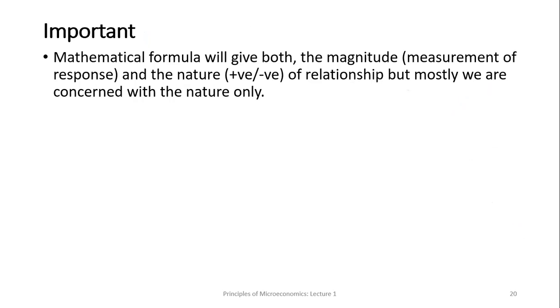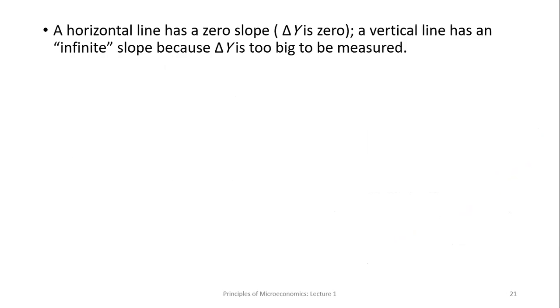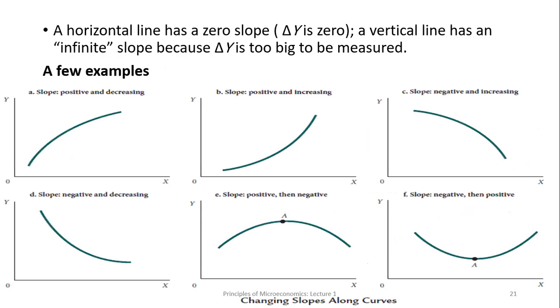The mathematical formula gives us both the slope and the nature, but we are mostly concerned with the magnitude only. And sometimes we are concerned with the nature, that is positive or negative, only. So we have to be very careful about that. On a straight line, the magnitude of the slope remains the same, but if it is a curve, then the magnitude of the slope will be changing. Similarly, the sign may also change in a positive way or negative way. A horizontal line has zero slope and a vertical line has infinite slope. These are a few examples that we will be needing when we explain the graphs.